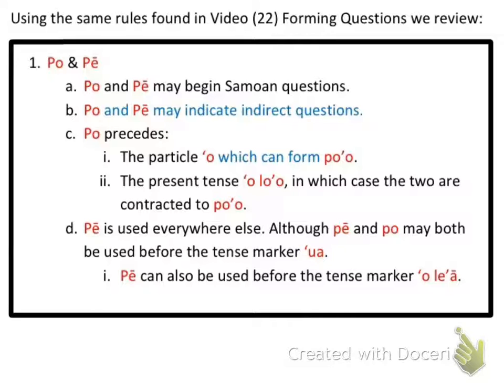And then pay can also be used before olea. So you'll see pay before that as well. If you have any questions here, I encourage you to pause the video at this point and review these rules about po and pay. They're the exact same with direct questions as they are with indirect. You have to know which parts of speech. Whether there is a particle o that it's preceding or not is usually going to be the thing that helps you.